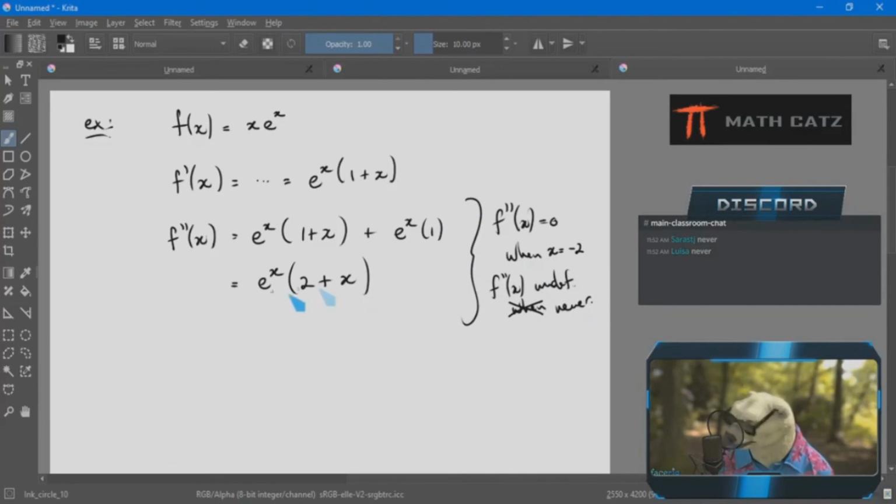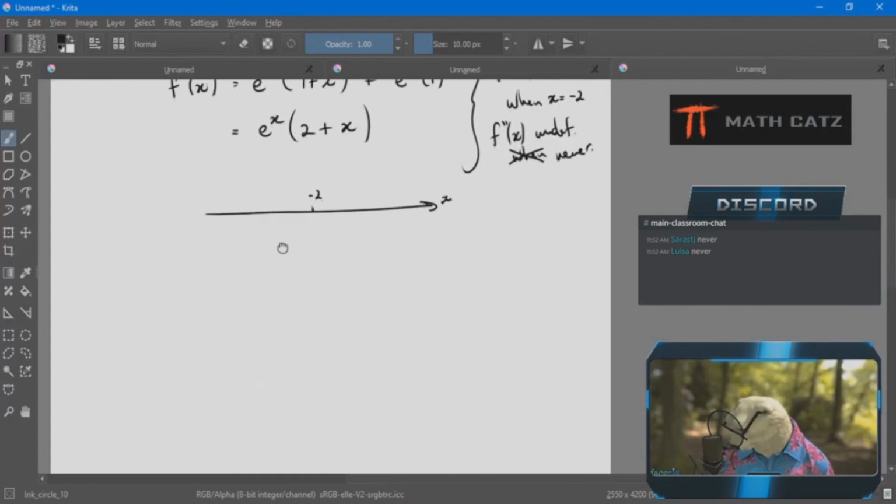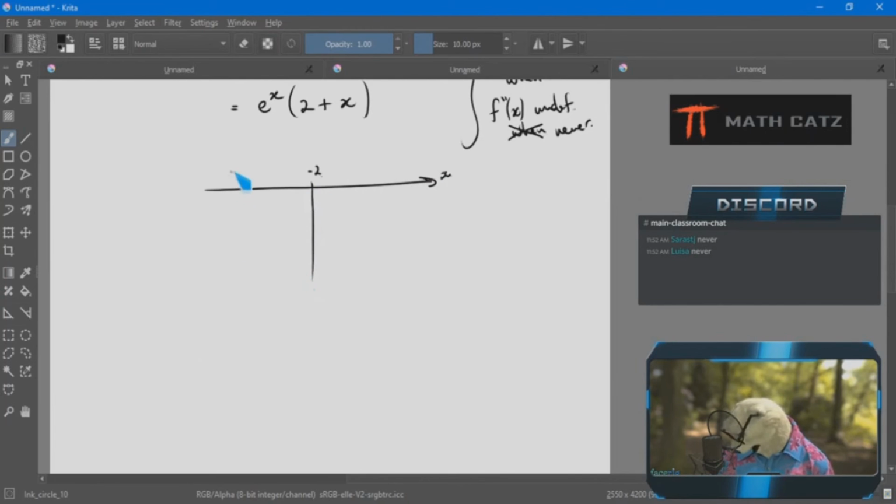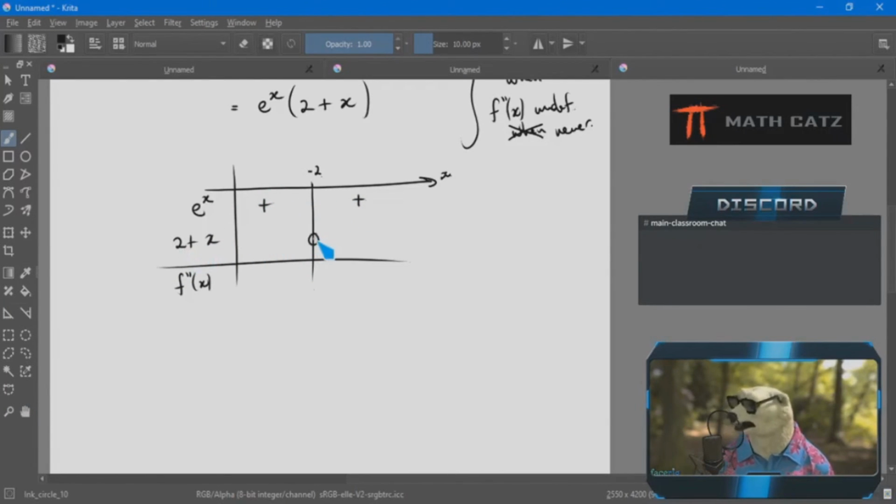That wasn't really what we were talking about, but they're both defined, everything's good. It's not going to be undefined ever either. So I get one contender, that's not bad, it's better than nothing, I guess. Mark it off here, -2. Then I'm going to list everything. I have an e to the x, I have a 2 plus x, and they combine to give me my second derivative. e to the x, we just said, is always positive. 2 plus x is 0 when x is -2. It's multiplication to make the second derivative 0.